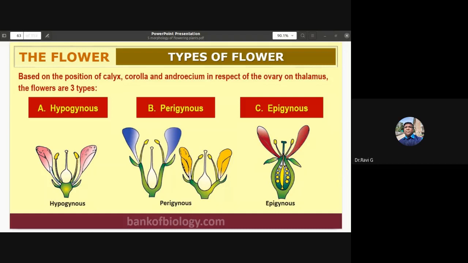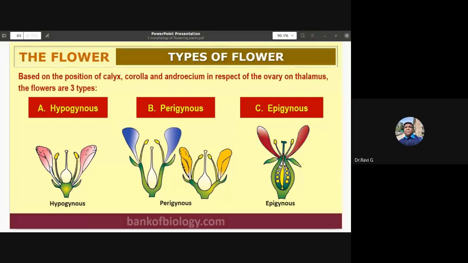So hypo means below, gynous means gynoecium. So the calyx, corolla, and androecium arise from below the gynoecium. Such a type of flower we call a hypogynous flower. And what is the position of the ovary here? Since all the three whorls arise from below the ovary, the ovary is superior in position. So based on the position of calyx, corolla, androecium with respect to the gynoecium, we have three types of flower. The first type is the hypogynous flower, and the ovary is superior.